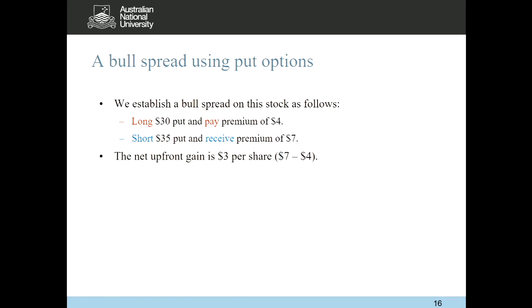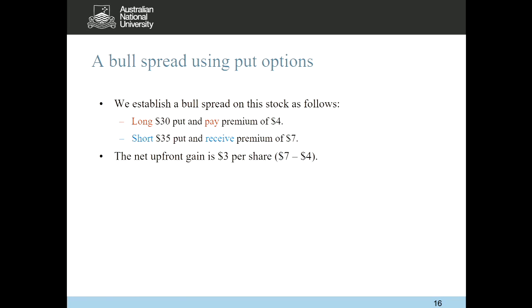So we don't want to pay too much for the call option for a lot of upside potential that we're not going to need. And the one way we can reduce the cost is by shorting another call option with a higher strike price. So that was the way we set up our bull spread.